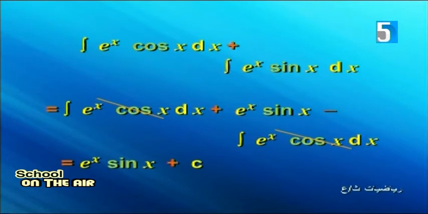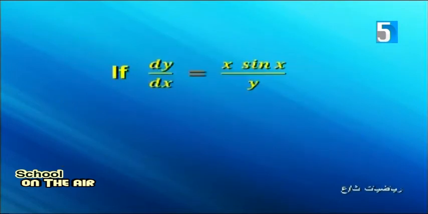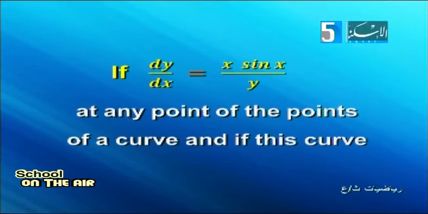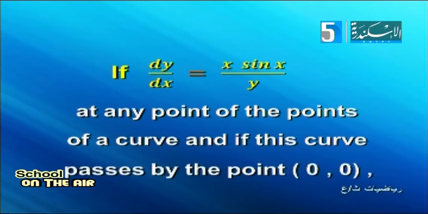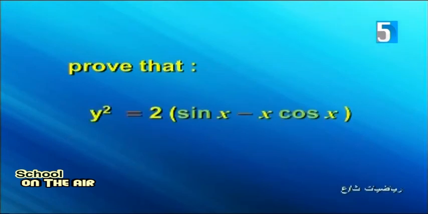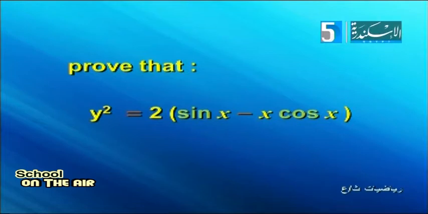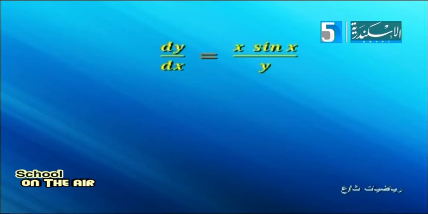If dy dx equals x sine x over y at any point of the points of the curve, and if this curve passes by the point 0 and 0, prove that y power 2 equals 2 multiply between two brackets sine x minus x cosine x. Now we have dy dx equals x sine x over y.